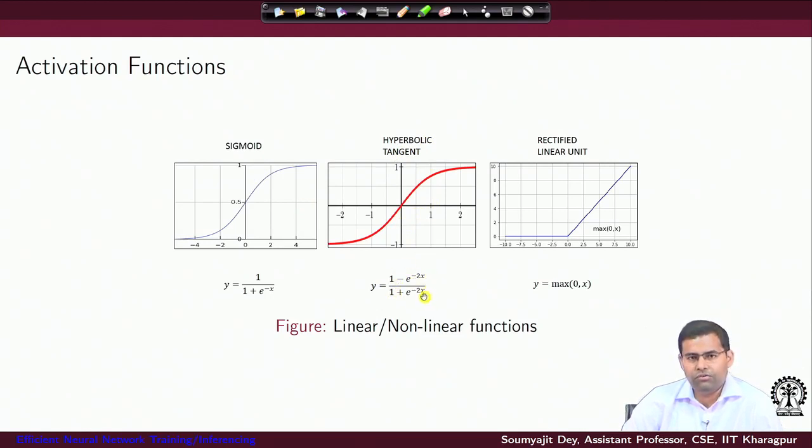Here we have the closed form functional representation, and also as you can see, you are essentially having a central 0, and asymptotically with positive and negative values you are approaching 1 and minus 1 respectively.